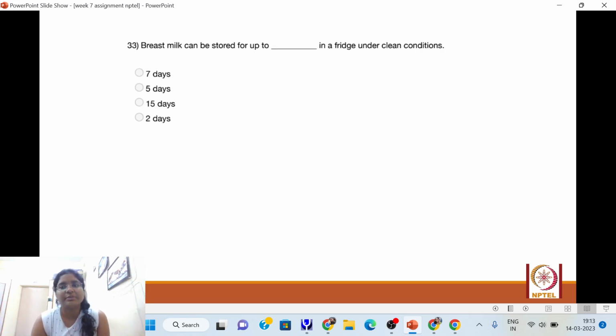Okay, breast milk can be stored for up to dash days in a fridge under clean conditions. 7 days, 5 days, 15 days, or 2 days.